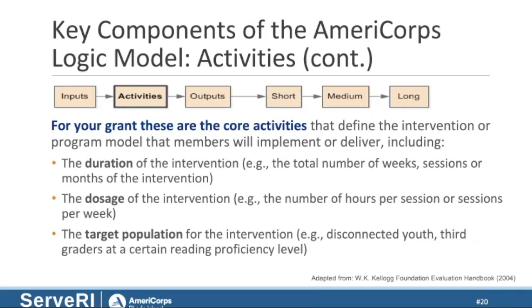For example, the total number of weeks, sessions, or months of the intervention, the dosage of the intervention. For example, the number of hours per session or sessions per week, and the target population for the intervention. For example, disconnected youth, third graders at a certain reading proficiency level. It's very important that you include duration, dosage, and target population in your logic model, so be sure not to overlook this part.